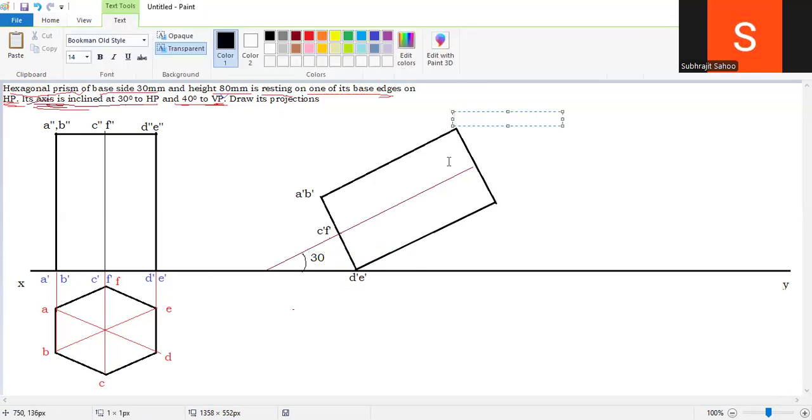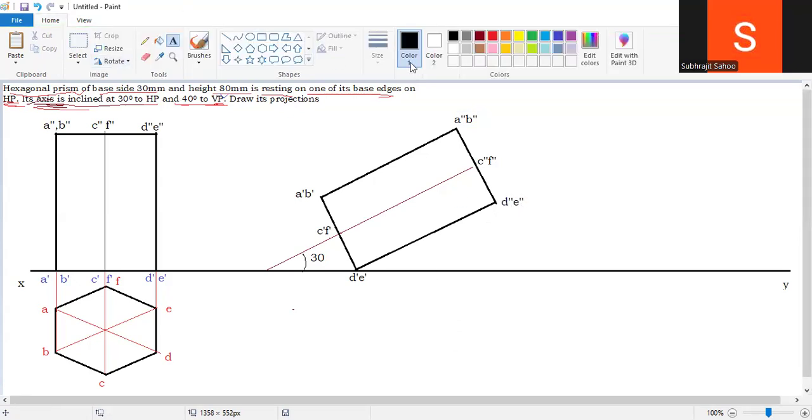So naming here: A double dash, B double dash. Here C double dash, F double dash. And here D double dash, E double dash. Right. So what is the next step? Next step, everybody knows, the projection lines are drawn as thin lines, light lines. Okay, light lines, as you told, I have drawn.